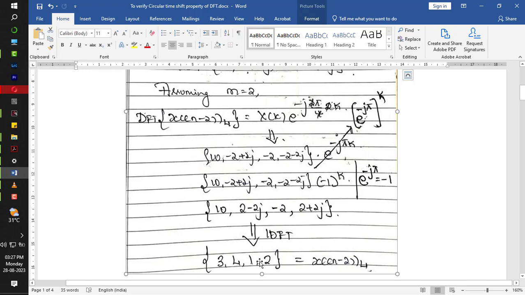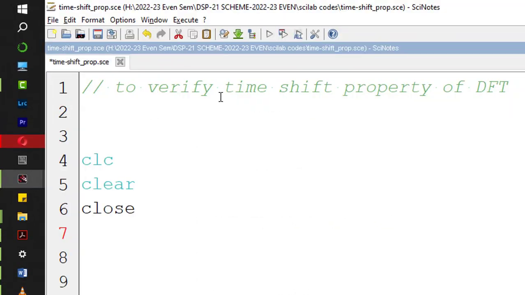So this can be verified through a SciLab code, which we shall do now. To verify the time shift property of DFT, which is basically the circular time shift.